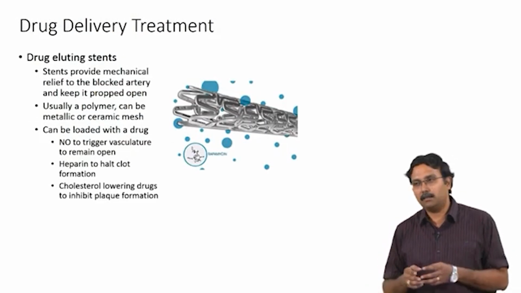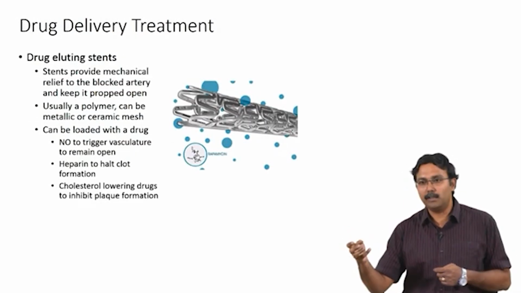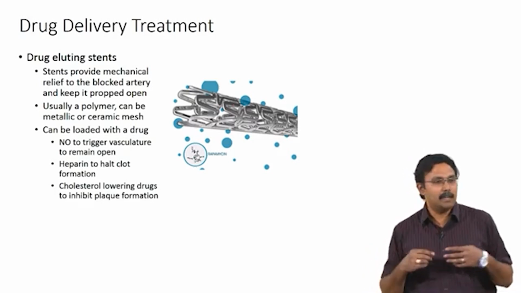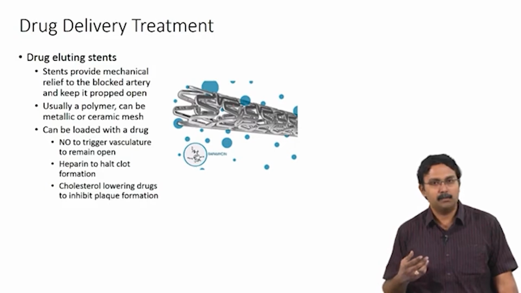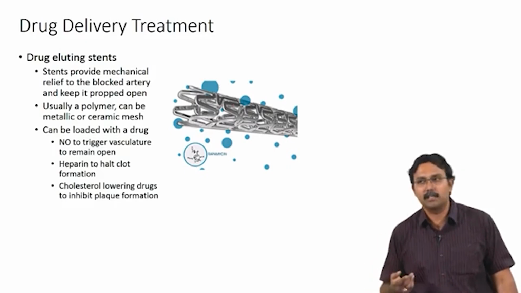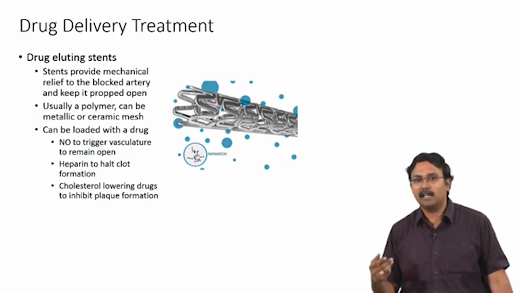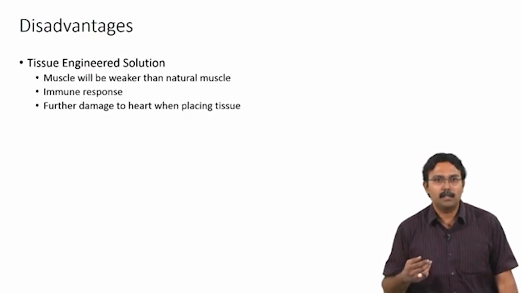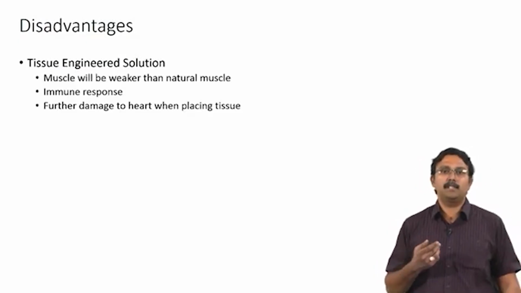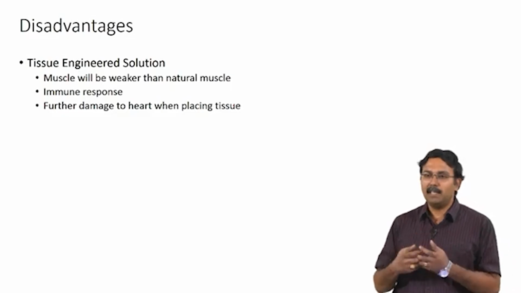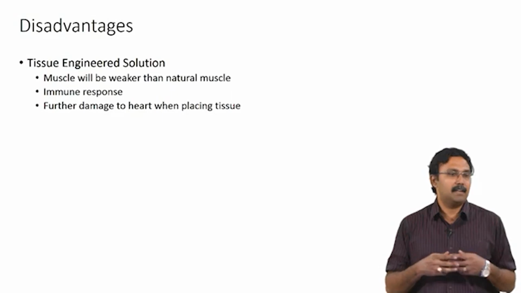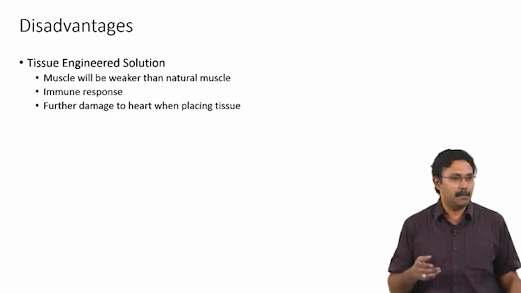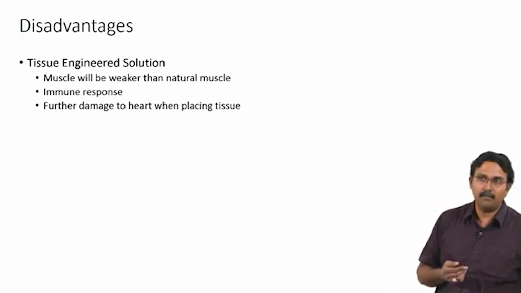The other aspect is people usually work with drug eluting stents. So, you could also look at loading drug molecules to these scaffolds, right. So, which could help in anti-inflammatory properties and ensure there is better host integration. So, that is also an aspect which people can look at, but there will be challenges with respect to this being weaker than the natural muscle. There can be immune response and there can be further damage to the tissue while it is being placed. So, these are some of the challenges which have to be accounted for.